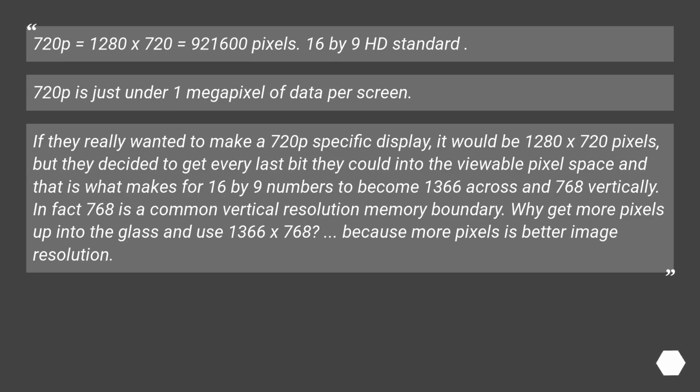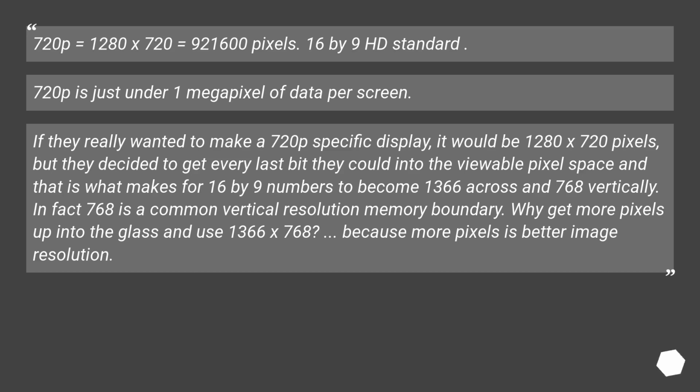16 by 9 image (720p) equals 1280 by 720 equals 921,600 pixels. 16 by 9 HD standard 720p is just under 1 megapixel of data per screen. If they really wanted to make a 720p specific display, it would be 1280 by 720 pixels, but they decided to get every last bit they could into the viewable pixel space, and that is what makes for 16 by 9 numbers to become 1366 across and 768 vertically.